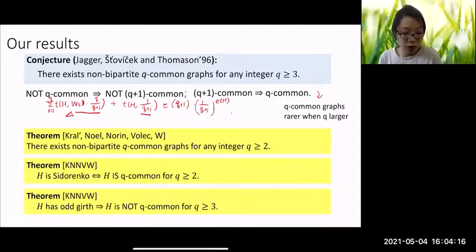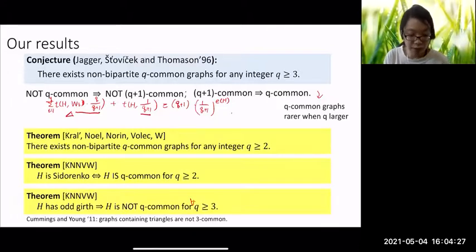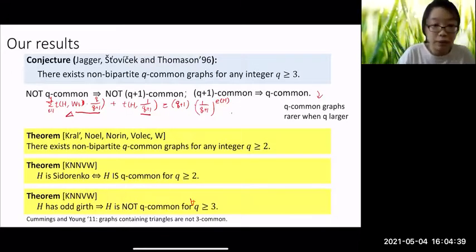And we also show that if H has odd girth, then H is not Q-common for any Q at least 3. This extends the result of Cummings and Young, who showed graphs containing triangles are not 3-common. So we generalized the result to all graphs with odd girth and show they cannot be Q-common for any Q at least 3.